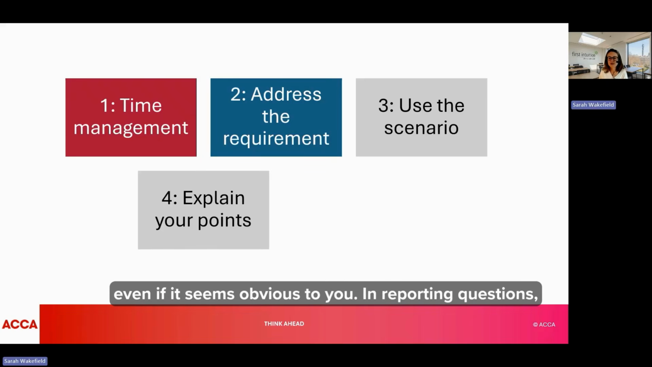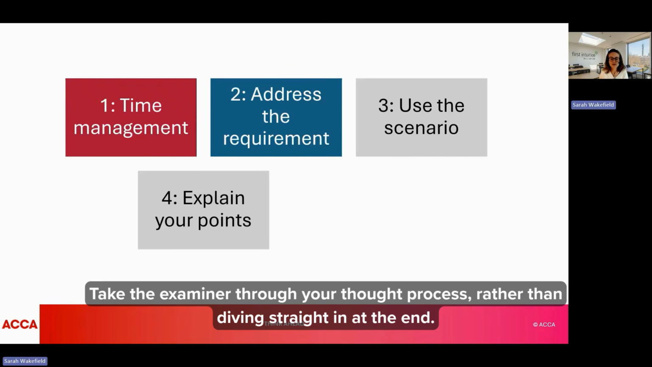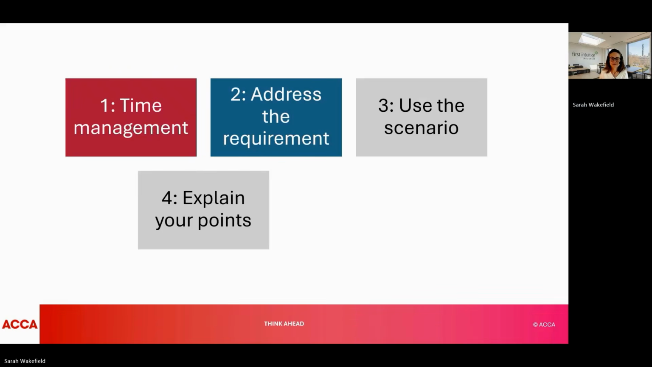In ethics questions, make sure you explain clearly why a threat is present, even if it seems obvious to you. In reporting questions, state whether something is pervasive or not and what changes will need to be made to the wording of the auditor's report. Take the examiner through your thought process rather than diving straight in at the end.